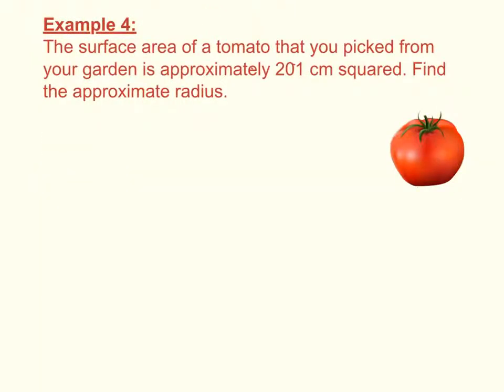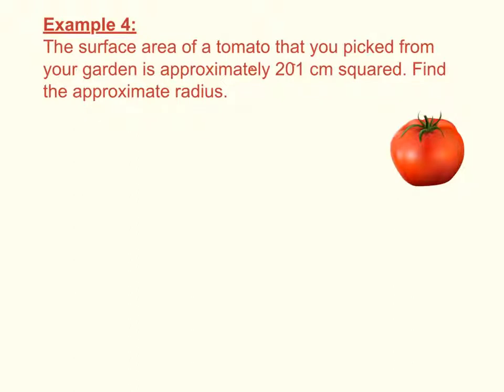All right, example 4. A little bit different, but we're still going to be working with that same formula for surface area. So this time, we're talking about a tomato. It says the surface area of a tomato that you picked from your garden is approximately 201 centimeters squared. Find the approximate radius. Okay, so last time, if you remember, they gave me the radius. They wanted me to find the surface area. Now they're flipping it, okay? Same kind of process, we're just looking for a different variable here.